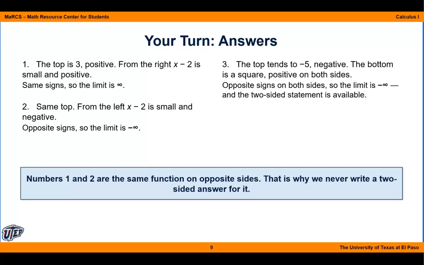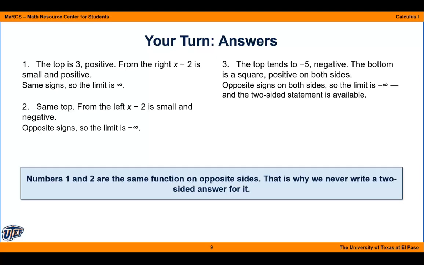Let's check the answers. For problem 1, the numerator is positive and the denominator is a small positive number from the right. Therefore, the right-hand limit is positive infinity. For problem 2, the numerator remains positive, but the denominator is a small negative number from the left. Therefore, the left-hand limit is negative infinity. The first 2 problems involve the same function on opposite sides of 2. Because the one-sided limits disagree, we cannot give one two-sided result.